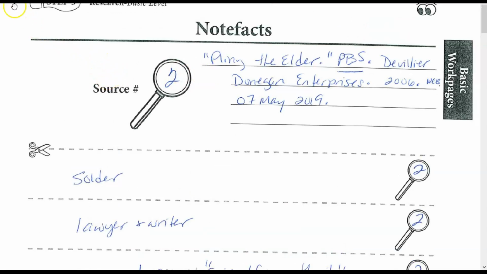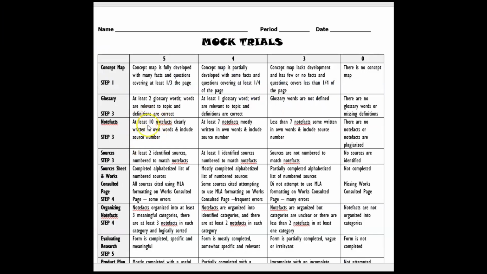Okay. And so let's look at the rubric. Okay. So you'll see 10 Notefacts, five, right? They do need to be in your own words. They should be short, to the point. You should not be quoting long sentences from the internet, right? You want to make it short and to the point in your own words. If you do at least seven, which is three from one, four from another, or four from one and three from another, or five and two, you do at least seven, you get a four. If you do at least one note fact, you'll get a three.